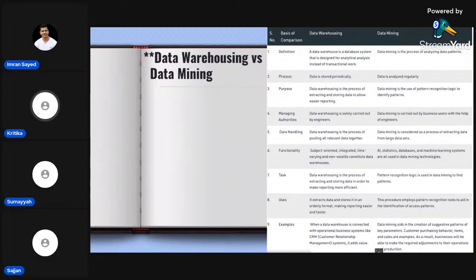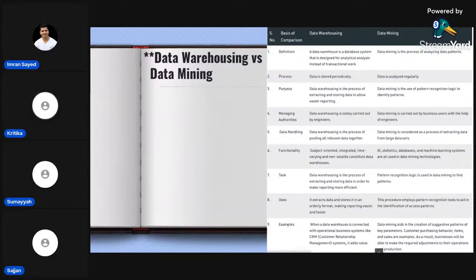Managing authorities: data warehousing is solely carried out by engineers. Data mining is carried out by business users with the help of engineers. Data handling: data warehousing is the process of pooling all relevant data together. Data mining is considered as a process of extracting data from large data sets. Functionality: subject oriented, integrated, time varying, and non volatile constitute data warehouses. AI, statistics, databases, and machine learning systems are all used in data mining technologies.